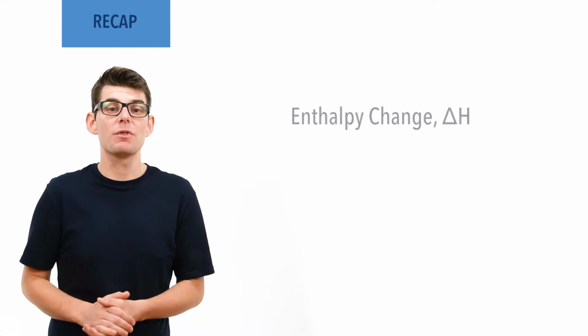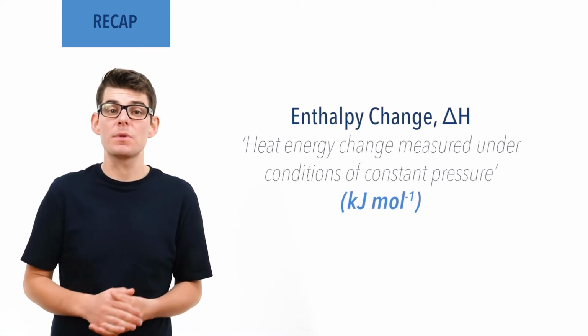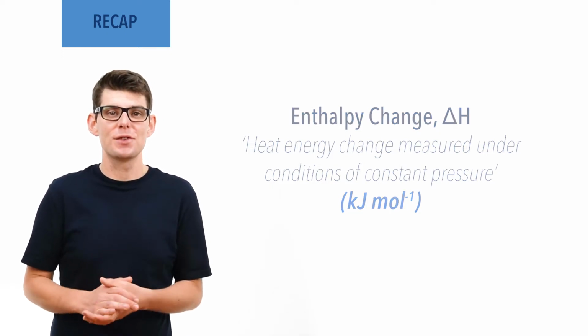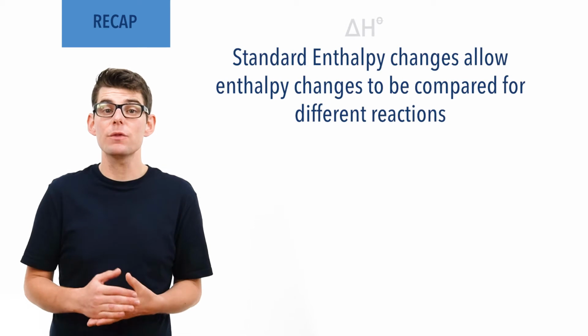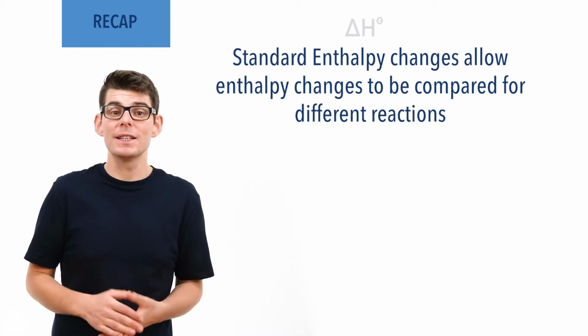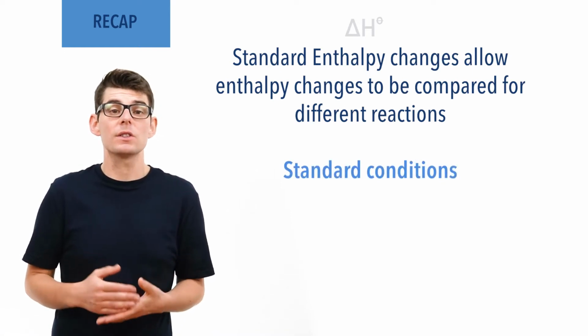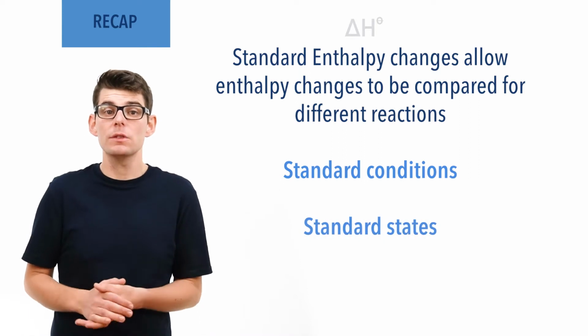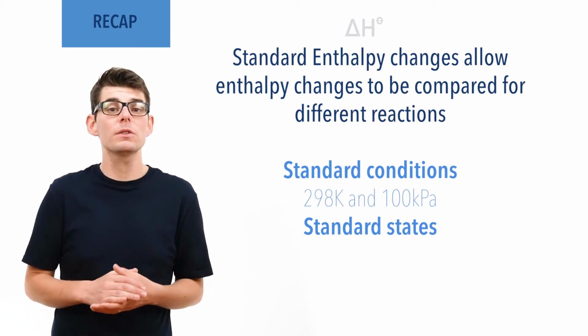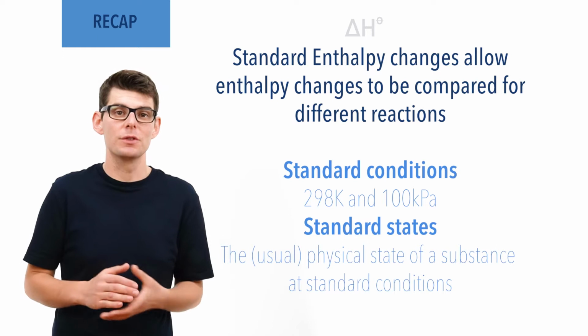Before we talk in detail about Born-Haber cycles, there are a few essential ideas you need to be comfortable with. Enthalpy change refers to the change in heat energy of a system or substance during a reaction or process, measured at constant pressure. It is shown as delta H. Standard enthalpy changes are used to ensure enthalpy changes can be compared for different reactions and processes. A measured enthalpy change can be considered standard if standard conditions are used and reactants are in their standard states. Standard conditions are 298 Kelvin and 100 kilopascals. Standard states are the physical states of substances when they are at standard conditions.